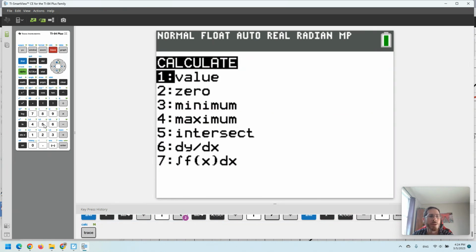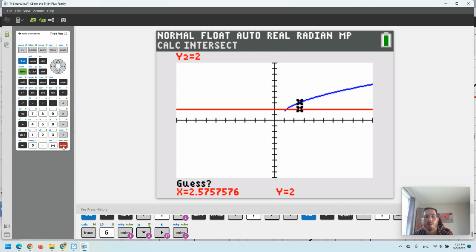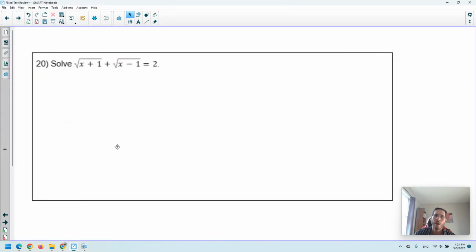Second calc, the intersection. First curve. Now, I can't press enter right now, even if I try, because I'm not actually on the blue curve. So I need to go ahead and press over a bit until I can see myself on the blue curve. So there I am. Press enter for the second curve. I'm going to guess. I got 1.25 actually. So it wasn't 1. It was 1.25 according to the calculator.